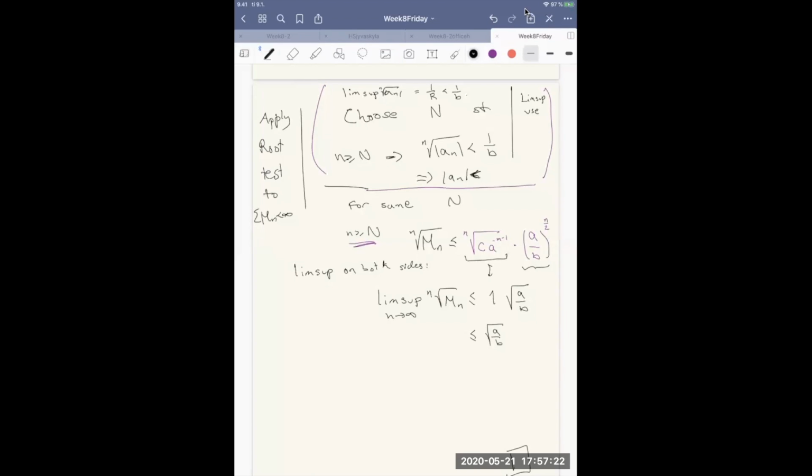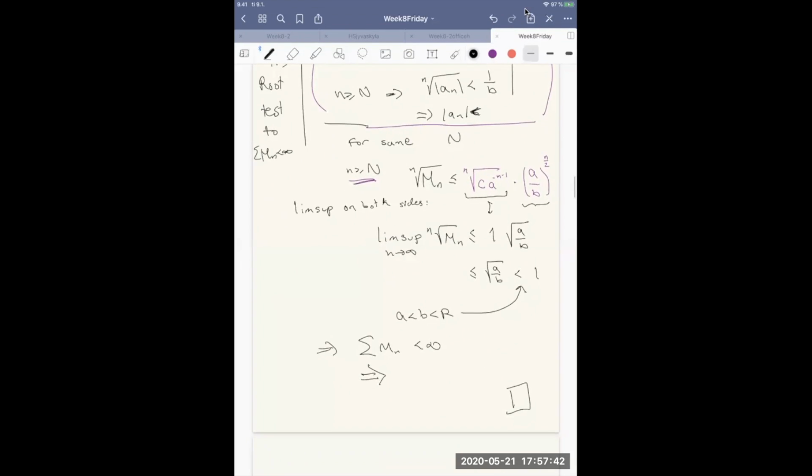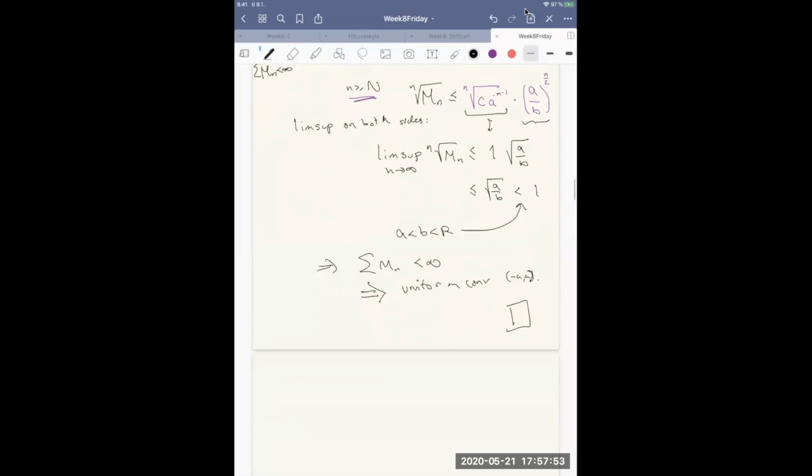And because a is less than b, we know that square root a over b is less than 1. And by the root test, therefore, the sum over Mn converges. Therefore, we get uniform convergence as desired on minus A, A. And A is arbitrary, so we get it on the whole space.